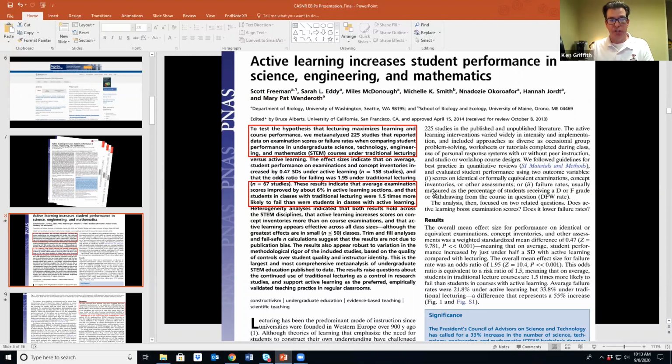Whenever I do a workshop like this, where I bring up active learning or things of that nature, participants in that workshop think that I'm saying lecture bad, active learning good. This is not a dichotomy, a binary, right? That's not what I'm saying at all. Lecture has its place.